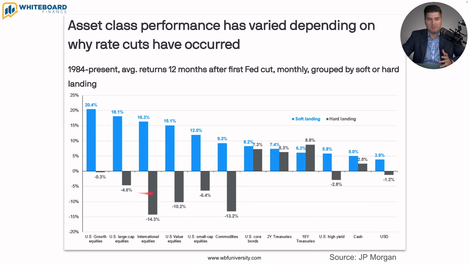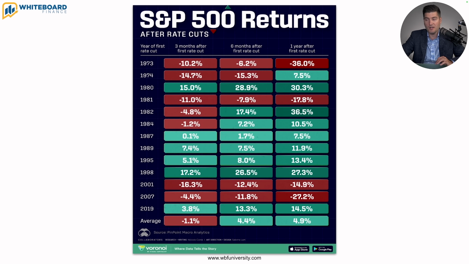So if you look at something like international equities, when it's a soft landing, they've returned 16.3%, right? When it's a hard landing, it's negative 14.3. It's actually the worst on this list. So I'm not going to go through every single one of these, but all you need to know is that U.S. growth equities seem to have the highest risk and reward when rates get cut. These are things like the S&P 500, which I'll show you right here.